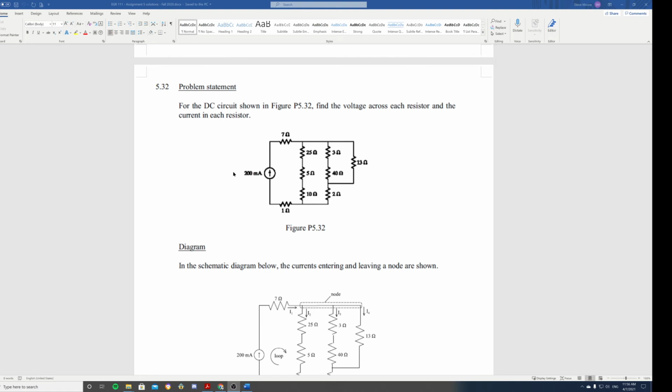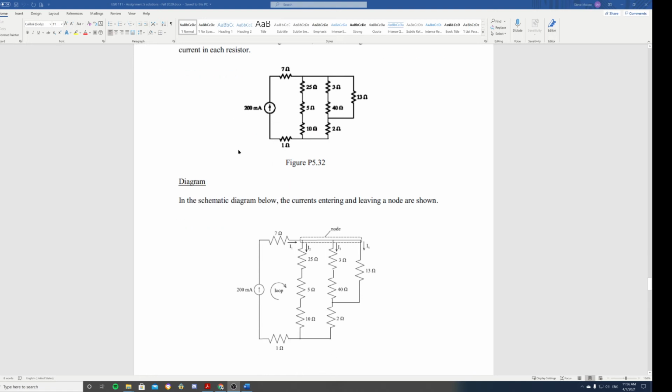Okay. Now, I'll follow along and discuss the approach the author went through to solve this problem. Of course, there are other techniques and other approaches. You can apply KVL and KCL in different fashion to come up with the same result.